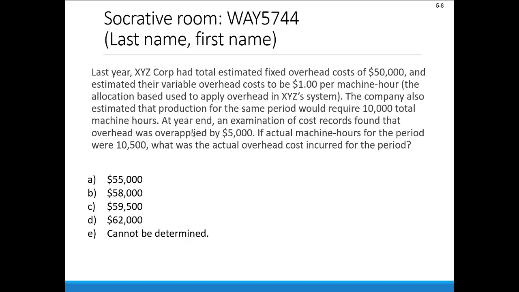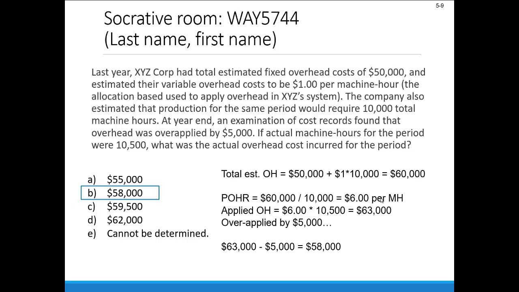At year end, an examination of cost records found that overhead was over-applied by $5,000. If actual machine hours for the period were 10,500, what was the actual overhead cost incurred for the period? Pause this, work through that problem, and then come back for the solution when you're ready.